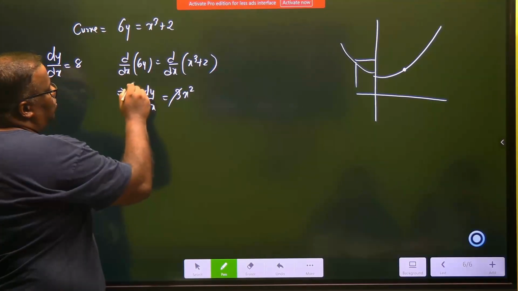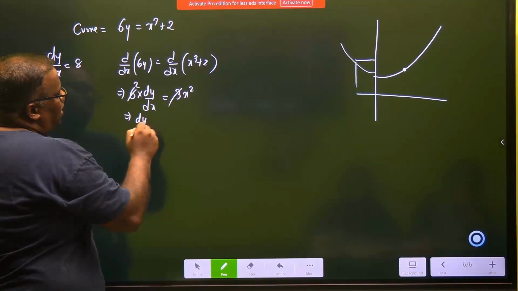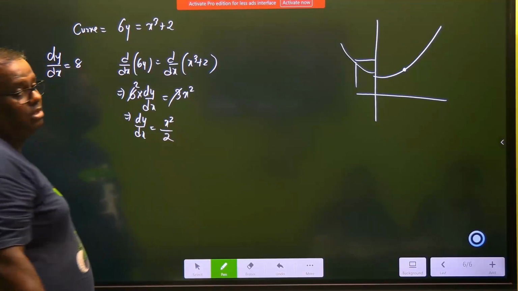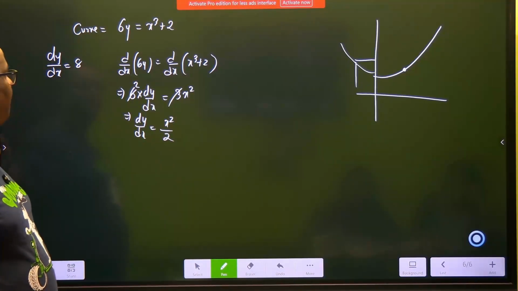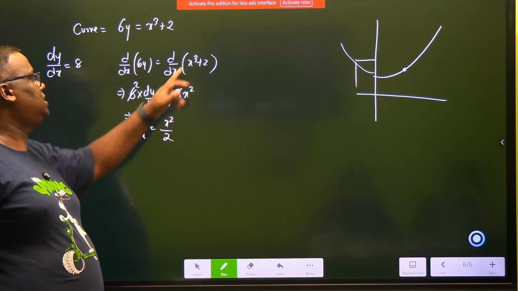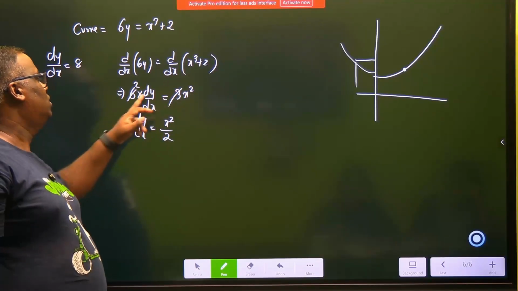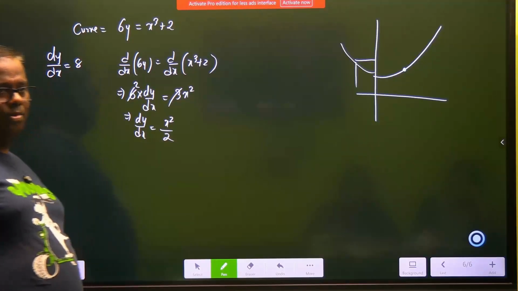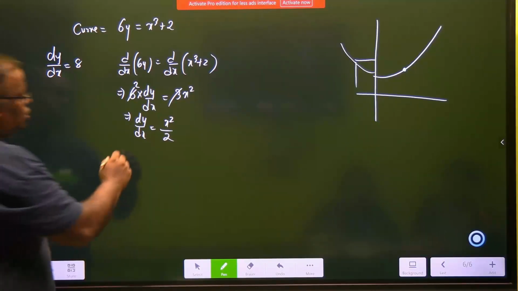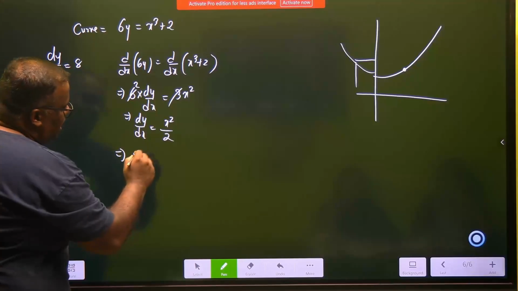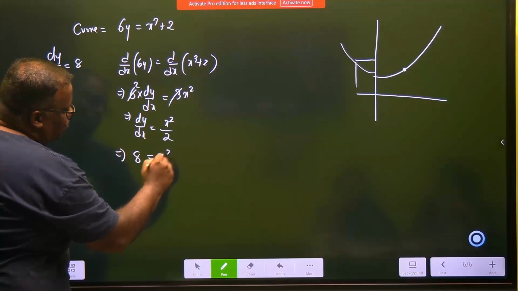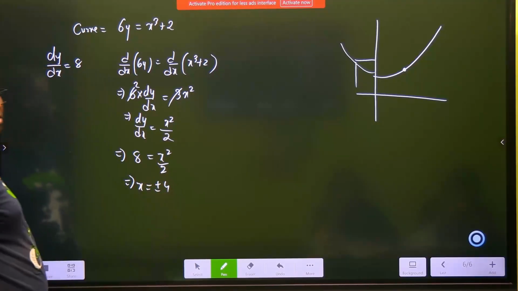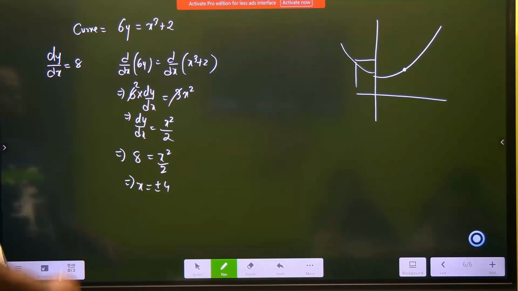So you make it, 3 2s are 6. What is the value of dy/dx? Which is equal to x square by 2. 6 dy/dx is equal to 3x square, so dy/dx is x square by 2. Correct. Also, dy/dx value is 8. 8 is equal to x square by 2, so x is equal to plus minus 4. Right? Now we have to get our points.